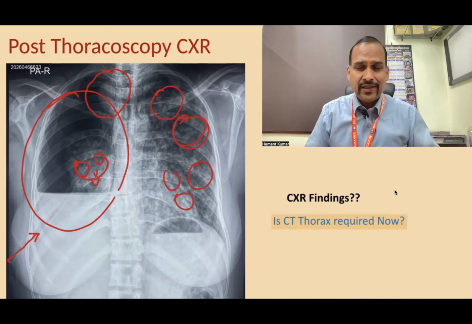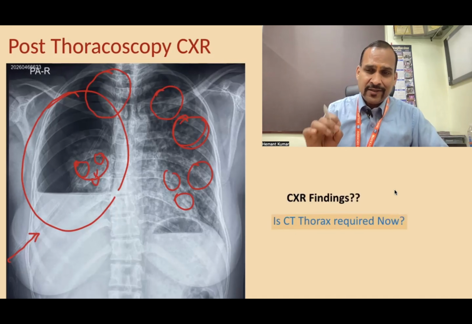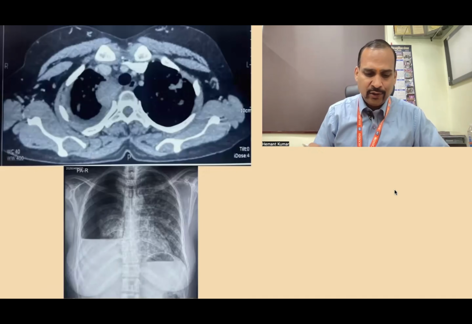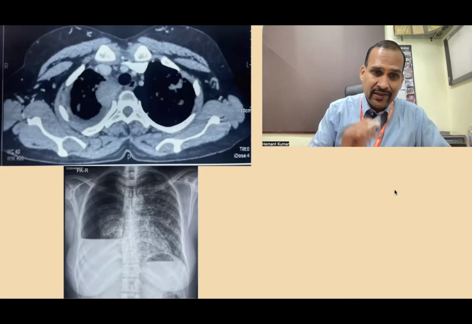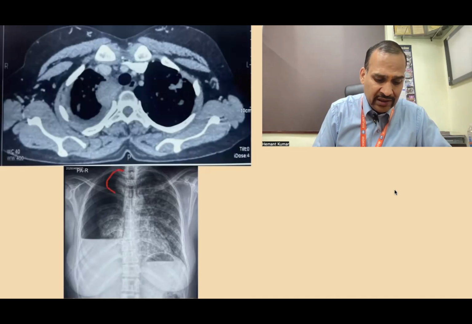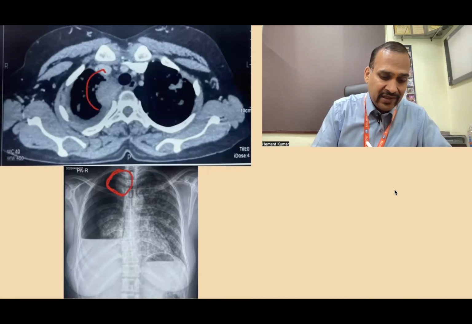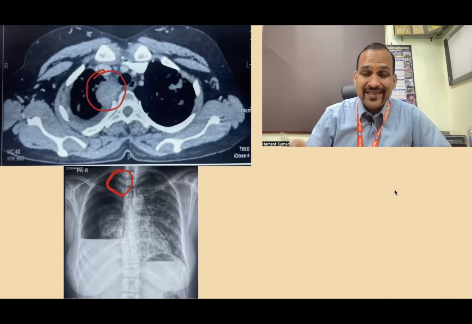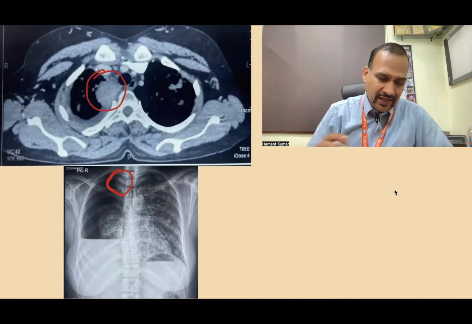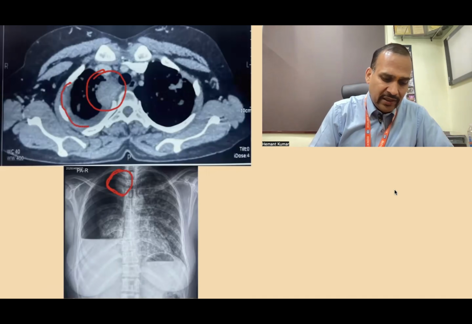So the ideal CT scan thorax is contrast enhanced CT scan thorax, that is CECT thorax. So this is the CT scan thorax, and you can see the opacity which you were seeing in X-ray. It is there in CT scan also. So this is lung mass. You can see there is pleural thickening.